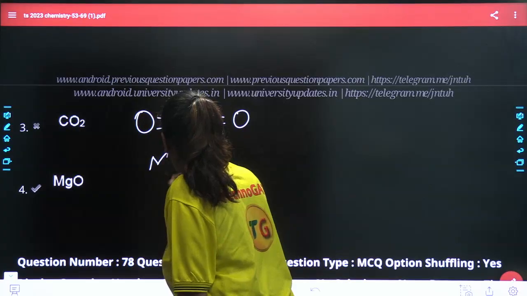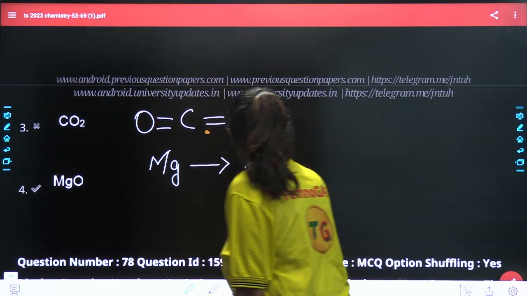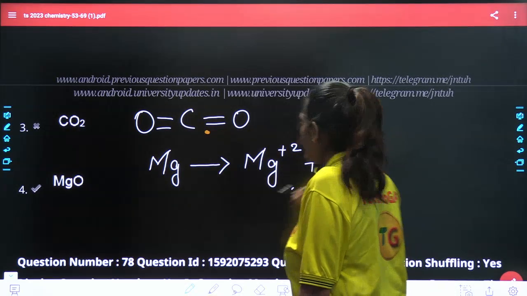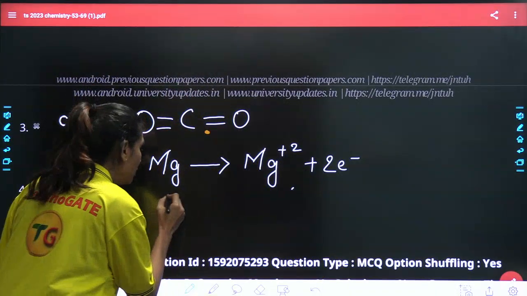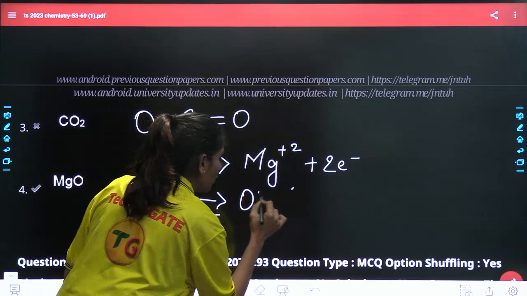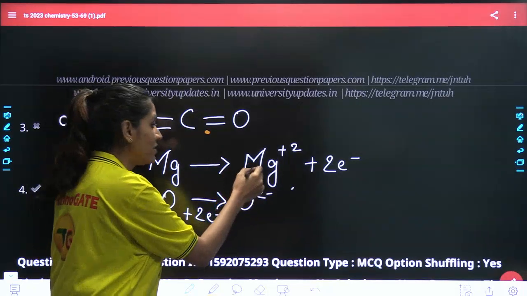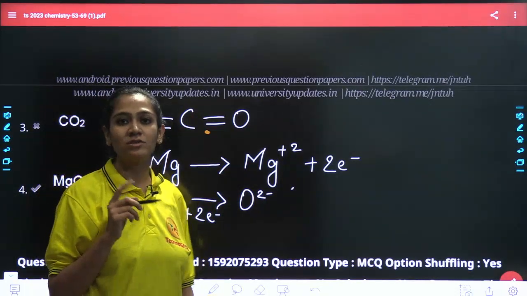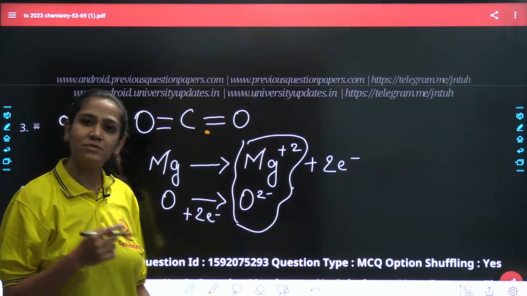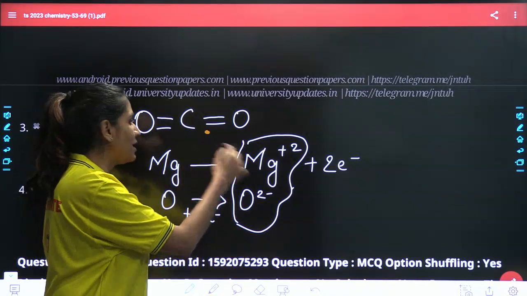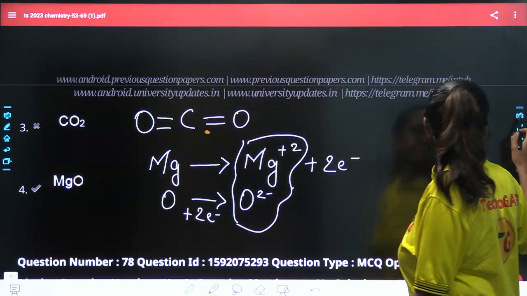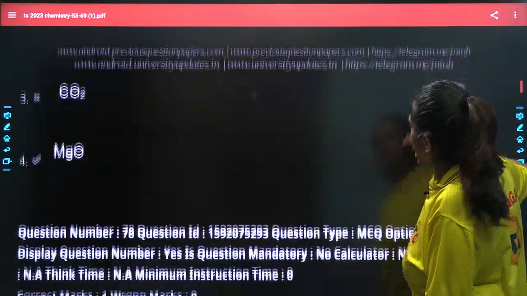Now this molecule is formed when magnesium atom loses 2 electrons and forms Mg2+ ion. Okay, and the oxygen atom gains 2 electrons and forms O2- ion. Okay, and then there is an ionic bond. Electrostatic forces of attraction are present between Mg2+ and O2-, and the octets of both the atoms are complete, fulfilled. So ionic bond is present in which molecule? MgO. Clear? Okay. Let's take the next question.